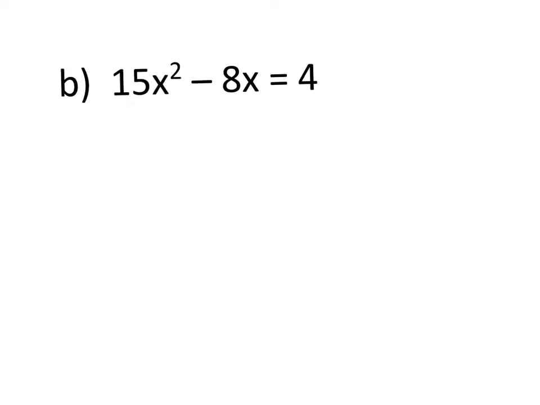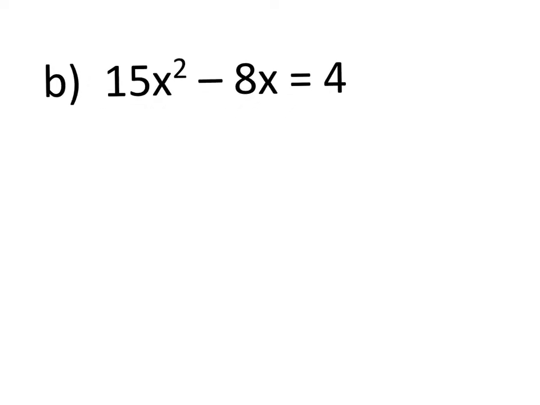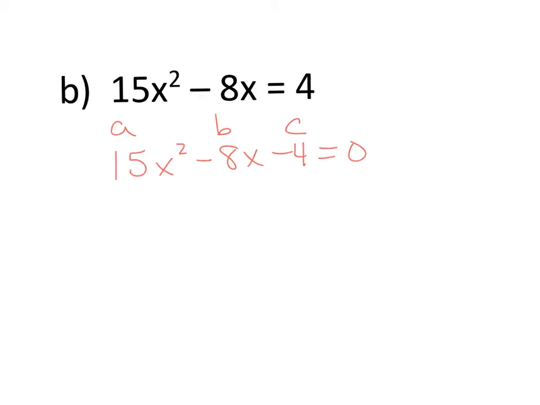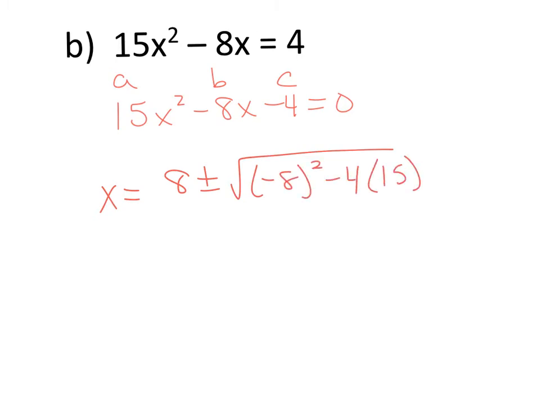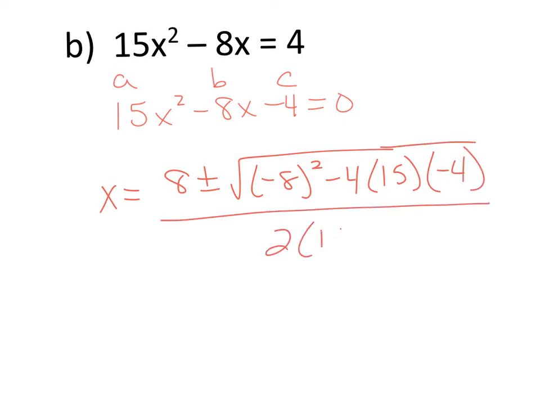All right, we're going to try it again. Now, looking on this one, you're going to notice that's not set equal to 0, so we need to go ahead and do that. So I'm going to get 15x squared minus 8x minus 4 equals 0. Again, I'm going to have A, B, and C. So I've got x equals opposite of 8, so it'll be positive 8 here because it was a negative 8. So positive 8 plus or minus the square root of negative 8 squared minus 4 times A times C, all over 2A.